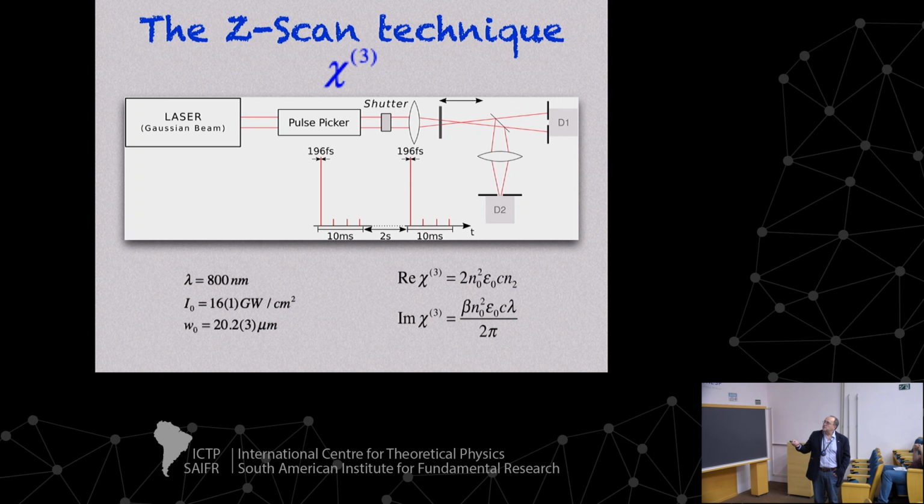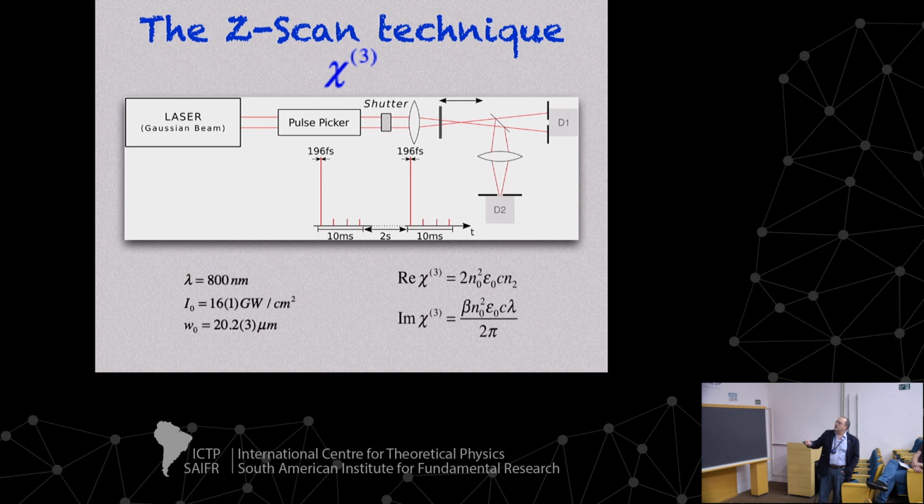It is essentially related to the real part of the third order susceptibility. So measuring this, we have this real part. And the beta, which is the nonlinear optical absorption, is related to the imaginary part of chi3. So from this type of experiment, we are able to measure N2 and beta, so we have chi3 determined, the real and imaginary part.